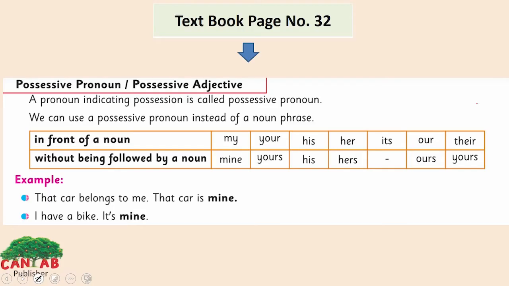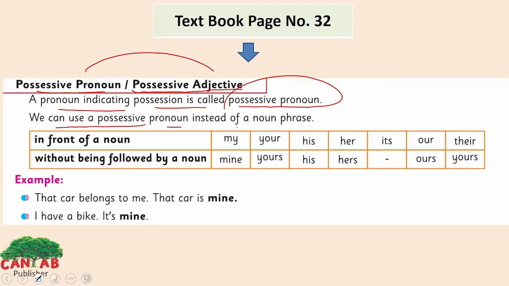So we discussed the personal pronouns as subject and object in our previous lesson. Today we will discuss possessive pronoun and or possessive adjective. They both are the same. On page number 32, look what it says. A pronoun indicating possession is called possessive pronoun. Possessive pronouns refer to possession of something, ownership or relationship between two nouns and pronouns. We can use a possessive pronoun instead of a noun phrase.